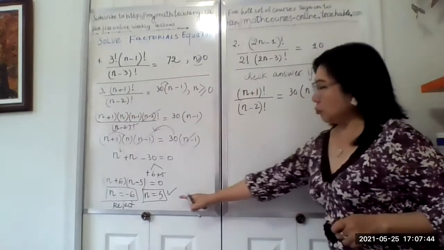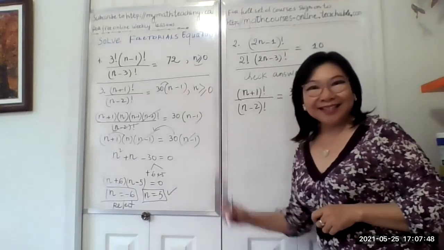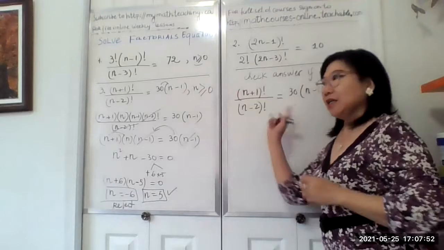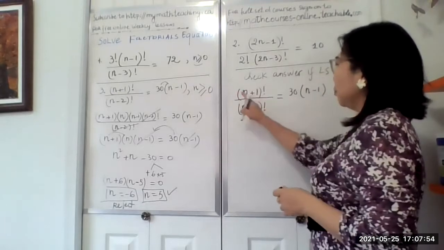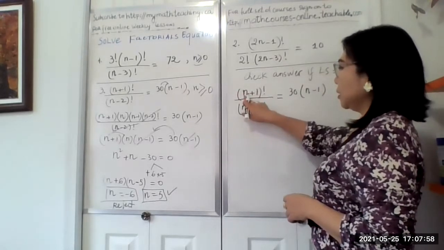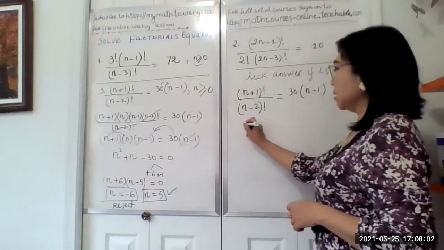Now the way we check, we say that we will pick the answer n equal 5. So I'm going to substitute n equal 5 into the left side and the right side, wherever the n is there. So I'm going to substitute n by the number 5, because that's our answer.